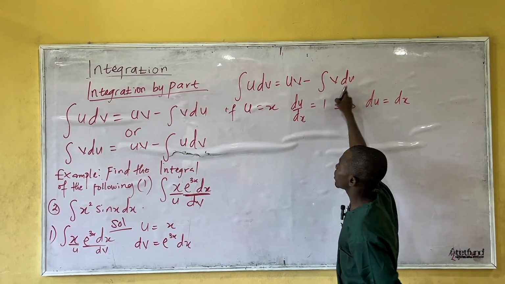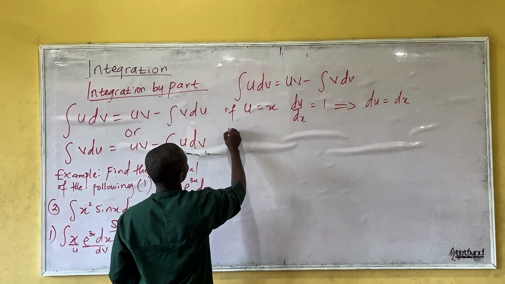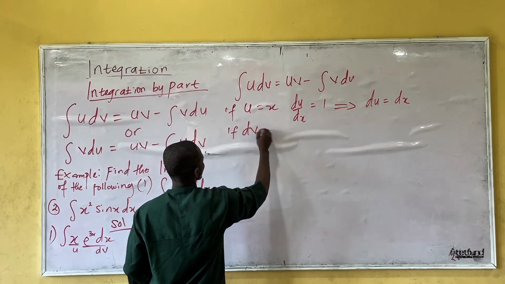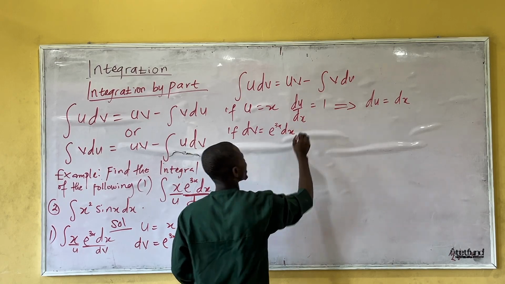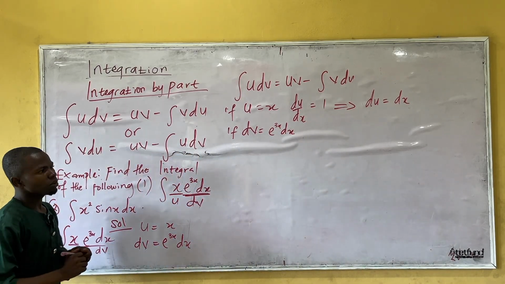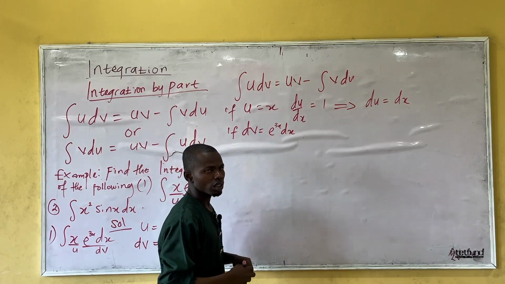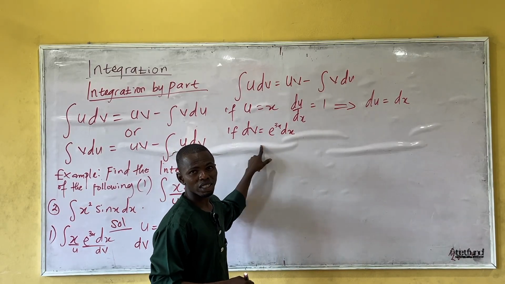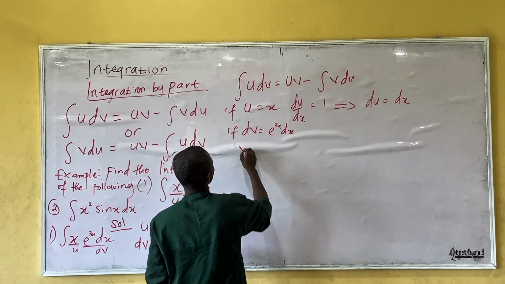Because I will need du in the formula. Now, from the question, what is dv? It is exponential of 3x dx. In this case, you have to be careful here. For me to know my v, I have to integrate. I must integrate, which means v.